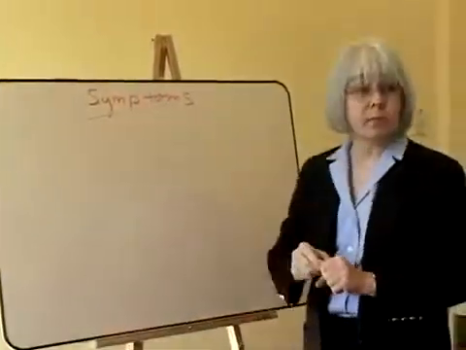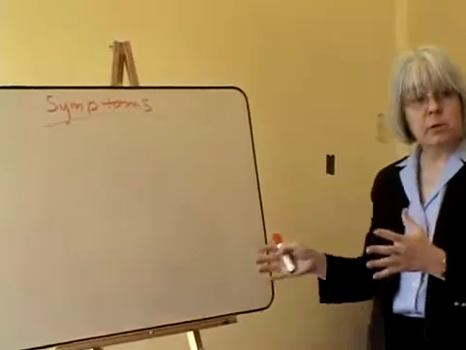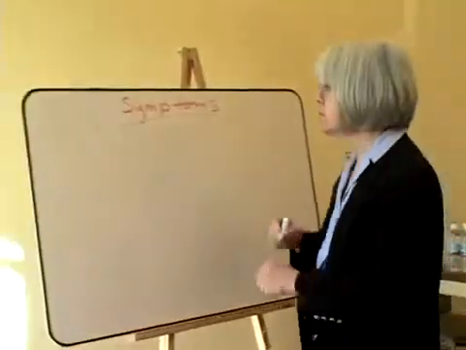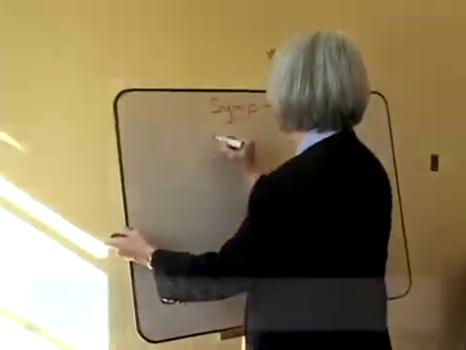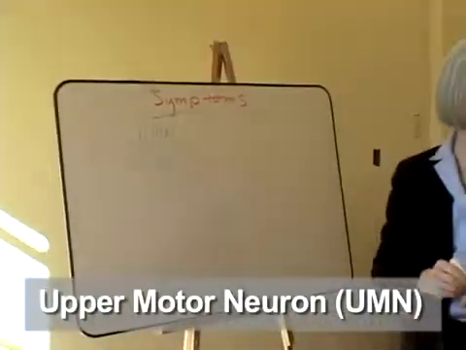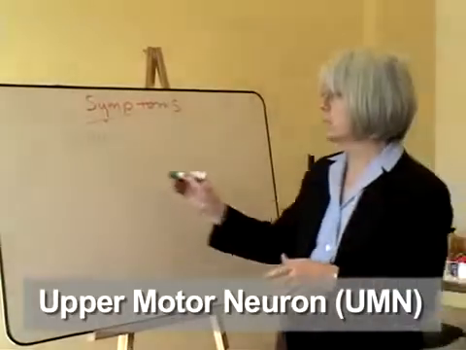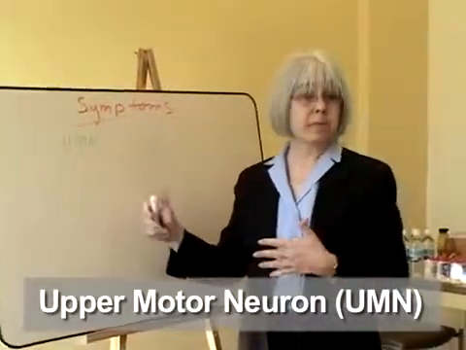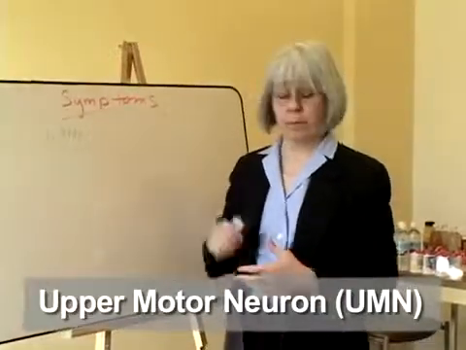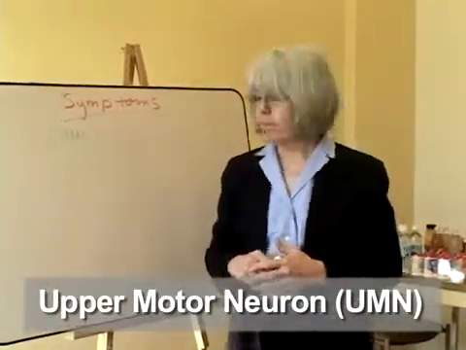Now let's talk about symptoms. Symptoms of motor neuron disease, and in particular we're going to talk about symptoms of ALS, and we're going to divide that between the upper motor neuron symptoms and the lower motor neuron symptoms. So let's talk about the upper motor neuron symptoms first. And remember that if someone has PLS, they will only have upper motor neuron symptoms.